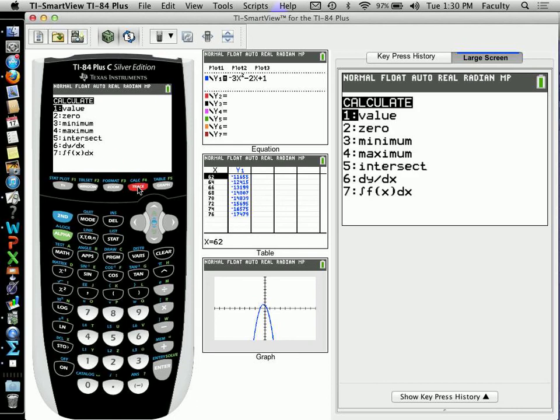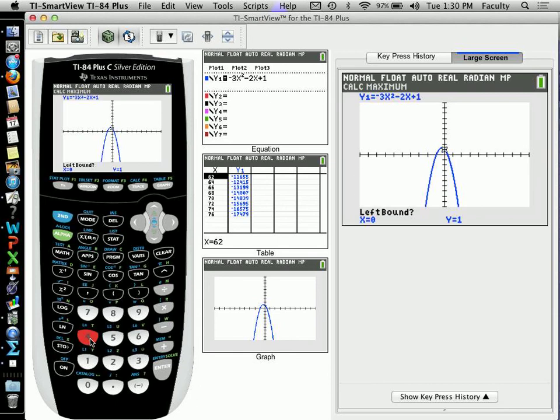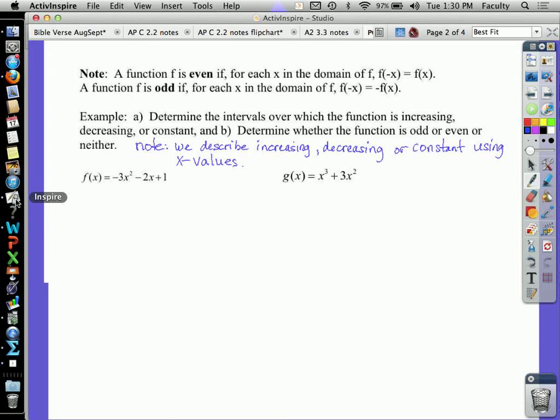Let's do second trace, and it's what we refer to as a relative maximum. So we're going to press 4 for maximum, and then you get a little bit to the left of that maximum, get a little bit to the right, and then just press enter on the guess. So it's telling us the maximum is at negative 0.333 repeating, and at 1.333 repeating. So this is the point. Is that negative? Yeah, negative 0.3 repeating and 1.3 repeating.